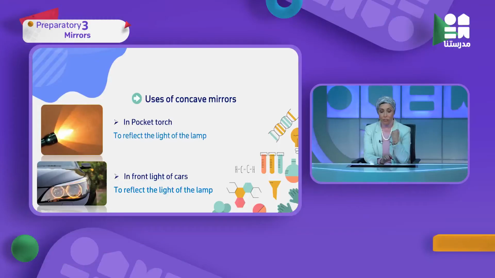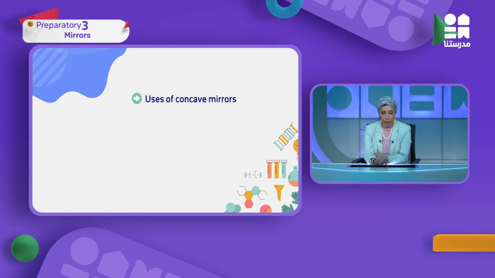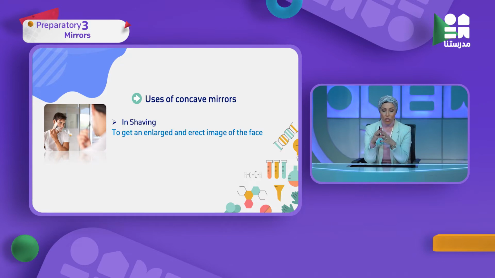Number 2 in front of the light cars. كل الفرونت لايت كارز الفوانيس بتاعت العربية من جواها فيها concave mirror عشان بتconverge the light rays، so بتقوي الإضاءة تبقى أقوى و I can see the road when I'm moving very well. طيب another use in shaving or makeup both to get an enlarged an erect image. أما عاوز أشوف وشي كويس جدا I will use the concave mirror so it magnifies my image so I can see my face very good.